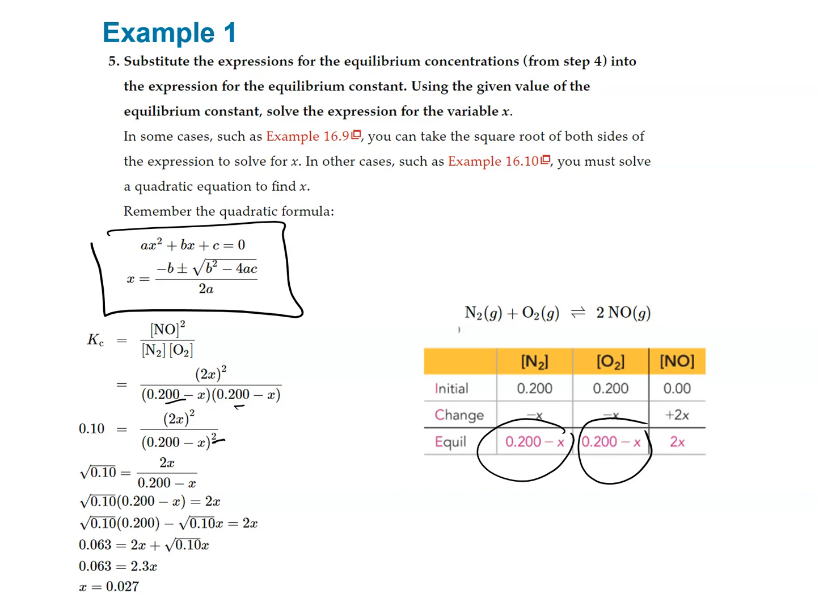The cool thing about this is we can pull the square out by taking the square root of both sides. So we can take the square root of 0.1, and that eliminates the square on the 2x and the 0.2 minus x. No longer have to do the quadratic under these circumstances.